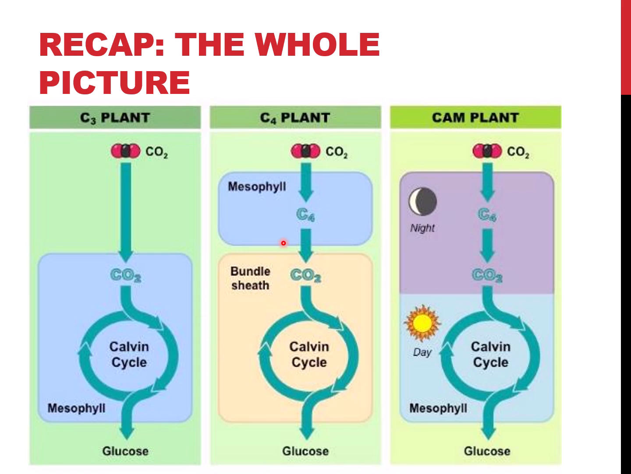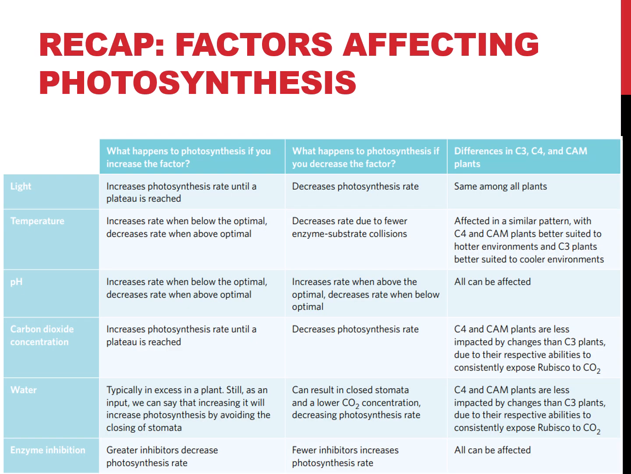Hey Year 12s, welcome back. So in the last class we looked at plants, so we covered our different types of plants, C3, C4 and CAM plants, as well as the factors that affect photosynthesis, such as light availability, temperature, and of course pH, carbon dioxide concentration, water availability, and to a lesser extent, enzyme inhibition.